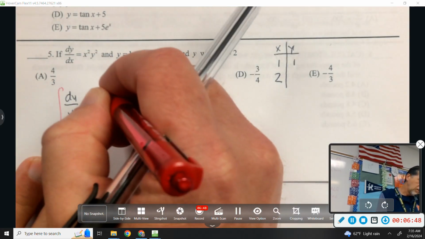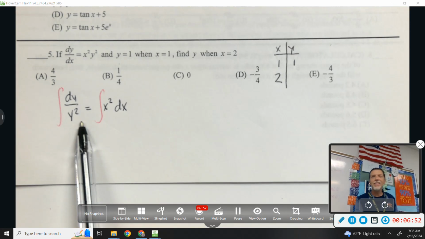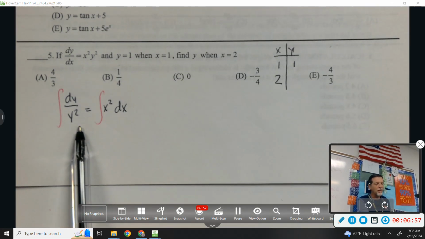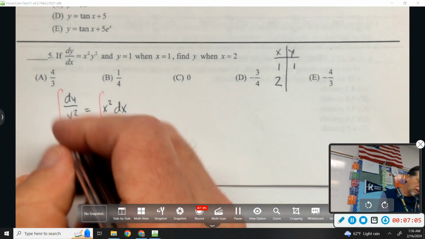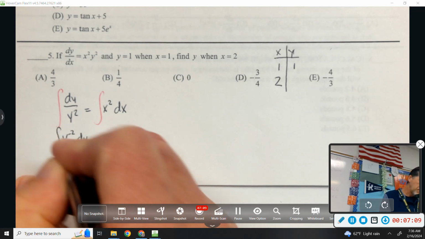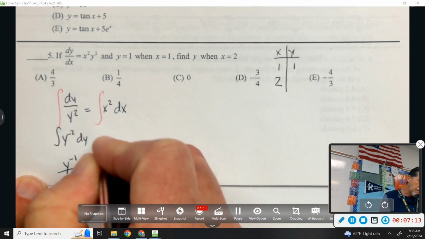Alright, antiderivative both sides. This antiderivative on the left is really going to mess some people up because they're not going to change it. And they're going to say it's y cubed over 3 or y to the negative 3 or something. But if instead you take the time to write it as a power, then you can increase the power by 1, divide by the new power.